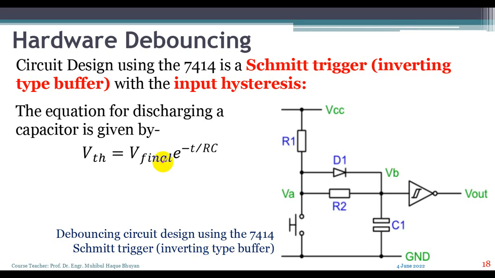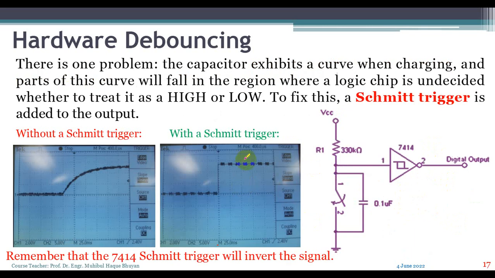Look at over here. There is some formula. The circuit design uses a 7414, a symmetrical inverting type buffer with input hysteresis. The equation for discharging a capacitor is given by this formula. Debouncing circuit design using the 7414 symmetrical. Okay, so this is the circuit. We get a clean output like this with the symmetrical.